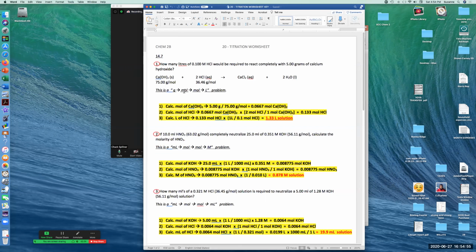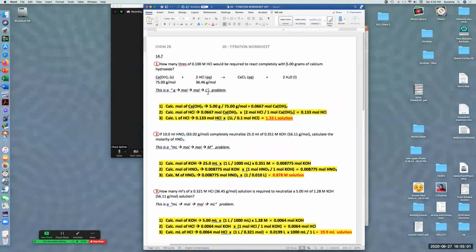So I call this a gram to mole to mole to liter problem. Okay, gram to mole to liters. Remember the last one we did was, I think it was mils to moles to moles to molarity. Okay, we'll see one of those. So this is how I classify the problem that we have, the titration problem. This is a gram per liter problem.